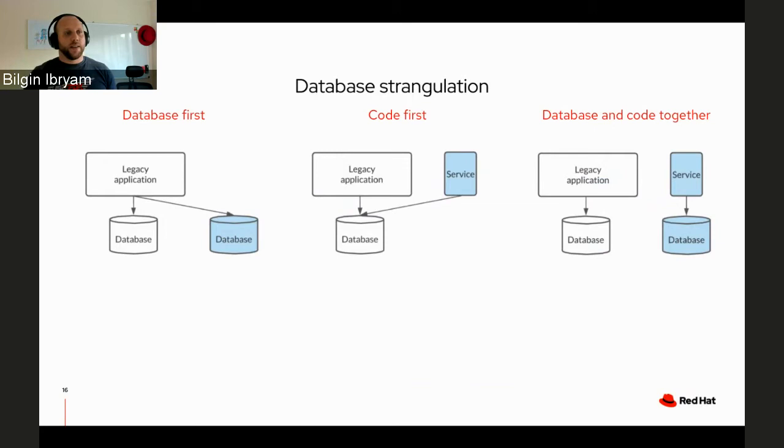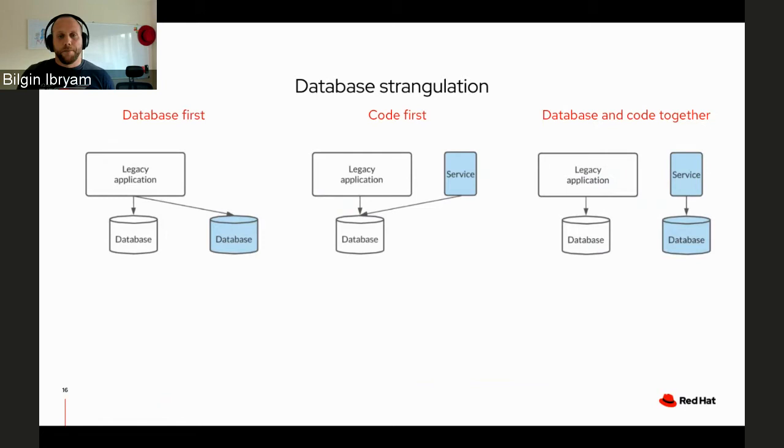And the third approach is where we separate the code and the database together in one go. This can be difficult to aim for from the get-go, but it's ultimately where you want to end up. Regardless of the path you take, ultimately you want to end up with a separate service with its own database. That's the end goal.